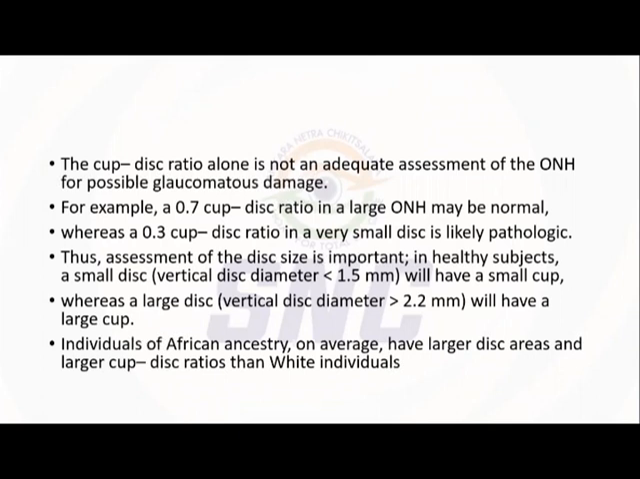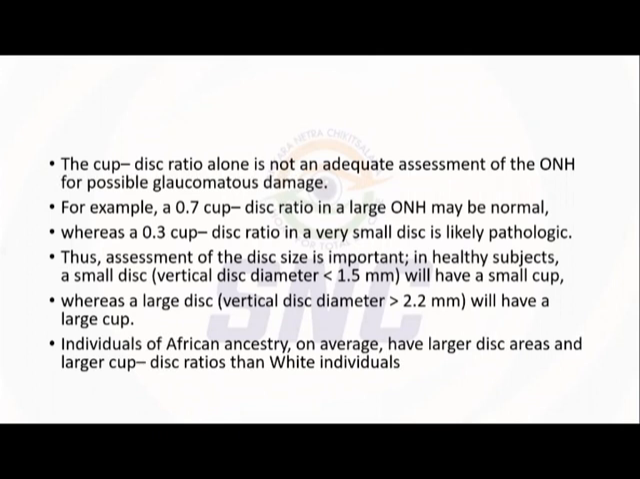The cup disc ratio alone is not an adequate measurement of the optic nerve head for possible glaucomatous damage. For example, a 0.7 cup disc ratio in a large optic nerve head may be normal, whereas a 0.3 cup disc ratio in a very small disc is likely pathologic. This assessment of the disc size is important. In healthy subjects, a small disc, that's a vertical disc diameter less than 1.5 millimeter, will have a small cup, whereas a large disc, vertical disc diameter greater than 2.2 millimeter, will have a larger cup.